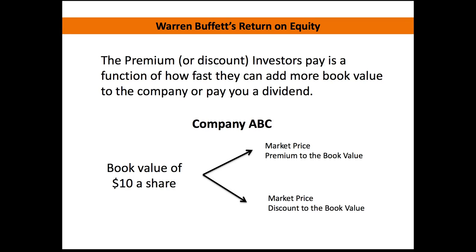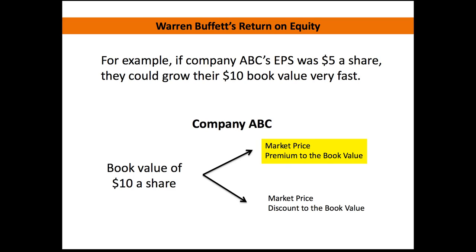How much they pay over the book value or how much lower they pay from the book value is a function of how fast they can add more money into that book value. So let's say the book value is $10 right now. Well, if they can add $1 of book value to the company in a year's time frame, that's how investors base their opinion on how much they're willing to pay over or under the book value. Let me demonstrate this.